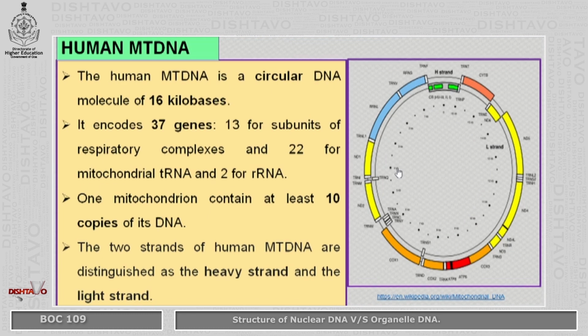Going to human mitochondrial DNA as an example. The human mitochondrial DNA is a circular DNA molecule of 16 kilobases. It encodes 37 genes: 13 for subunits of respiratory complexes, 22 for mitochondrial transfer RNA and 2 for ribosomal RNA. One mitochondrion contains at least 10 copies of its DNA. The two strands of human mtDNA are distinguished as a heavy strand and a light strand. You can see the heavy strand and this side is the light strand.